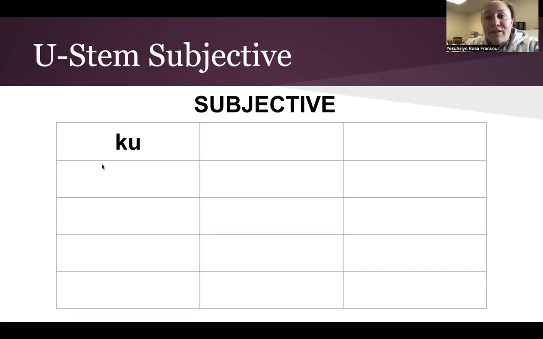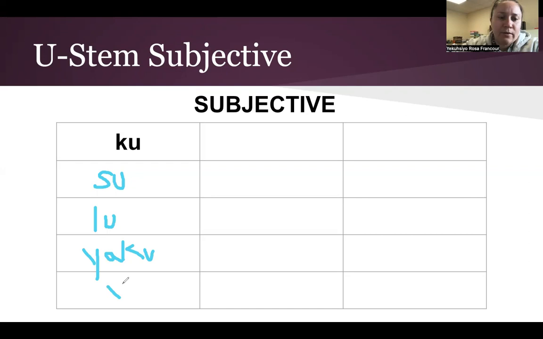So subjective, I'll give you the first one. Goo is me. Something references me on the subjective. S is reference you. Pronoun is zoo. L's reference males. Pronoun is lu. Y is reference females. Pronoun is yagu. Older she or it, we have gu, zu, lu, yagu, yu.